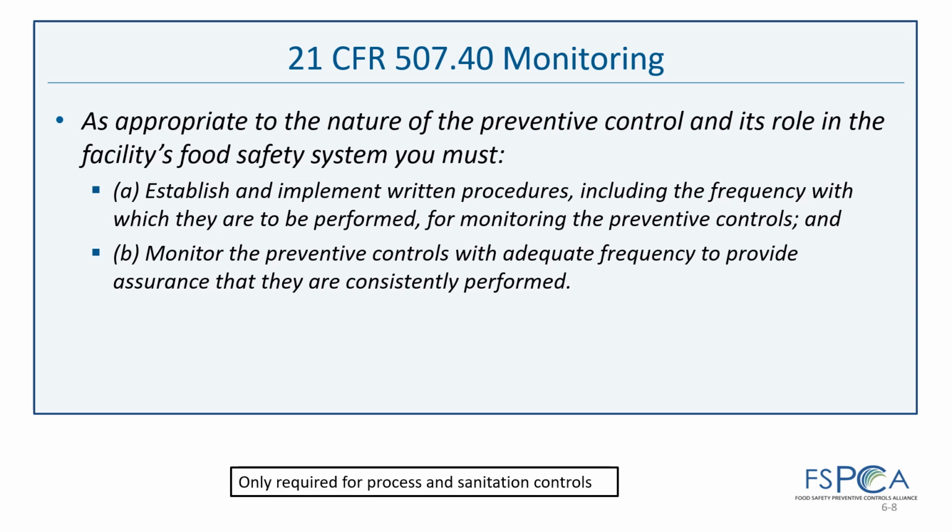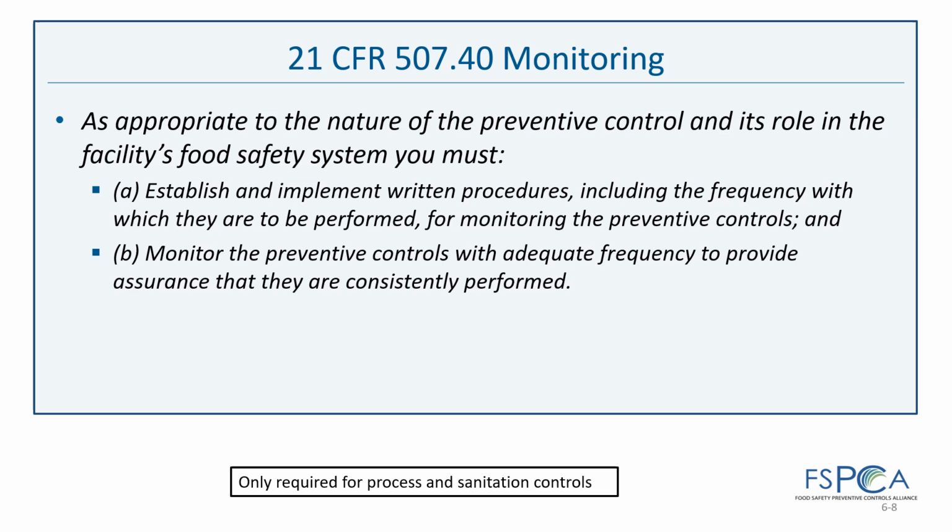So here's the actual regulation on monitoring. We already saw the definition, but 507.40 talks about monitoring as a management component. What this says is that as appropriate to ensure the nature of the preventive control and its role in the facility's food safety system, you must: A. Establish and implement written procedures, including the frequency with which they are to be performed, for monitoring the preventive controls, and B. Monitor the preventive controls with adequate frequency to provide assurance that they are consistently performed.